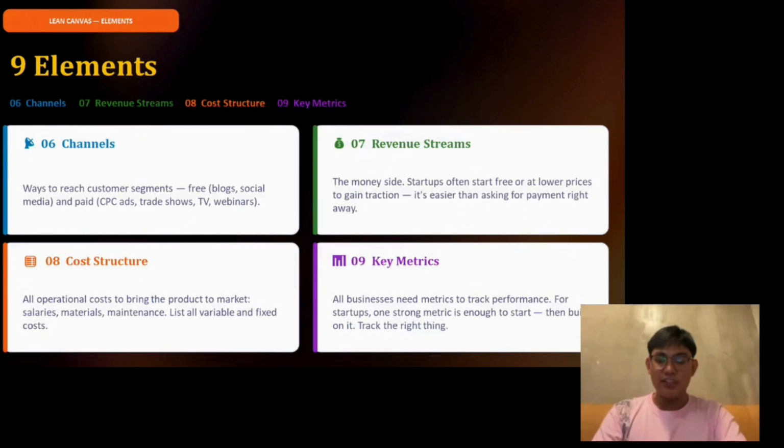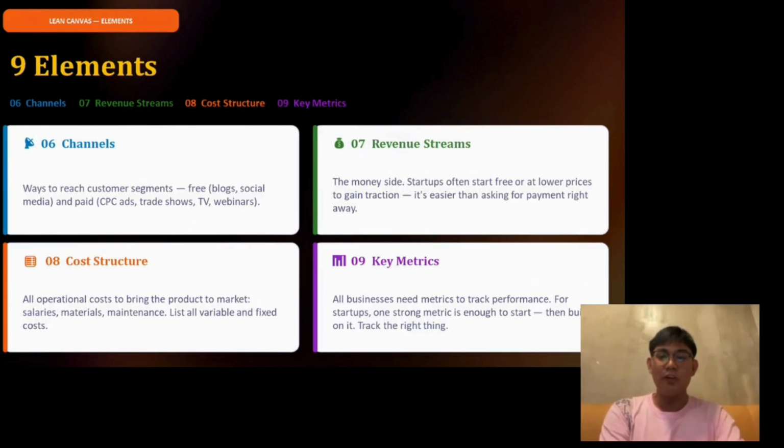And next is the cost structure. All operational costs to bring products to market. In simple terms po, these are the expenses of the business. For example, internet, marketing, materials, maintenance, and such.